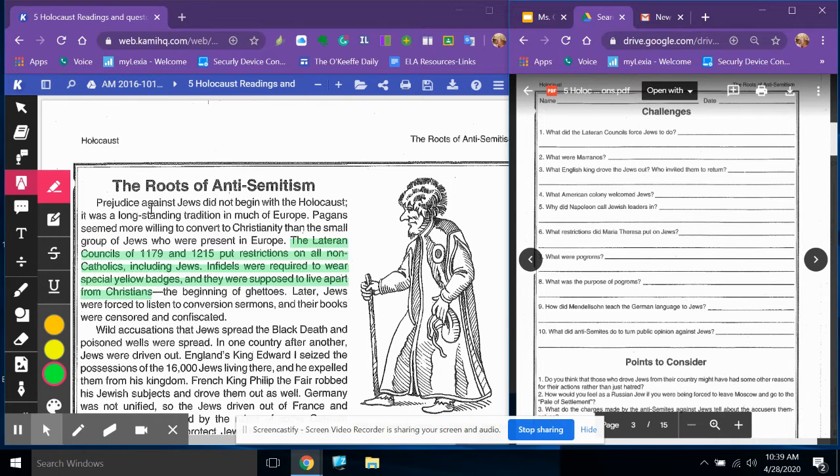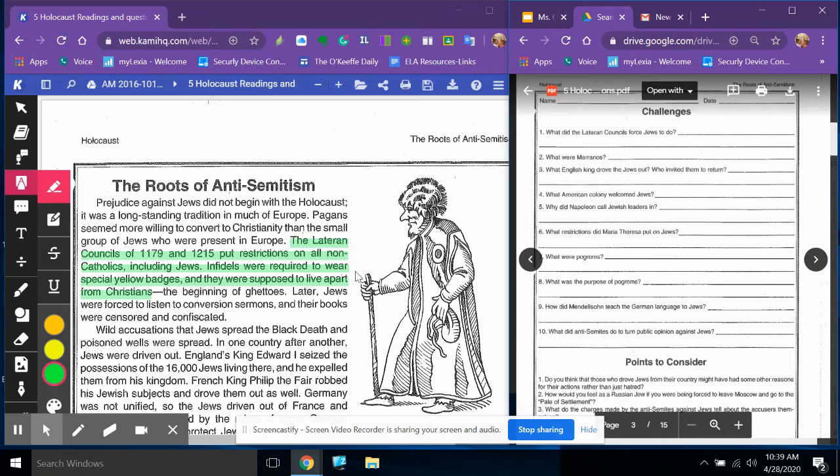Prejudice against Jews did not begin with the Holocaust. It was a long-standing tradition in much of Europe. Pagans seemed more willing to convert to Christianity than the small group of Jews who were present in Europe. The Lateran councils of 1179 and 1215 put restrictions on all non-Catholics, including Jews.